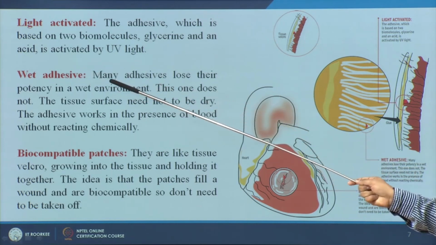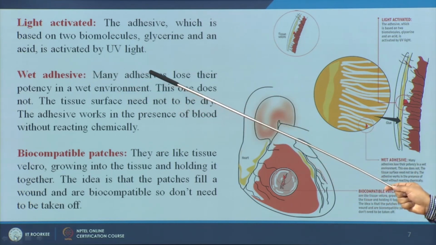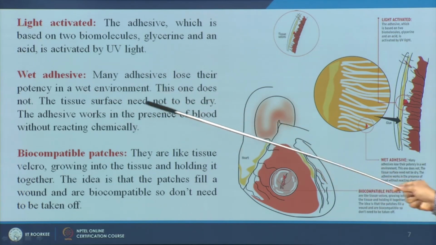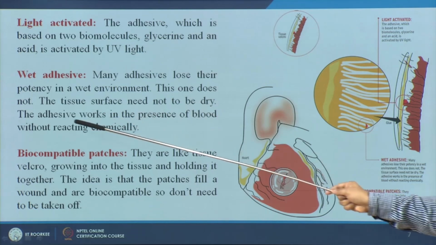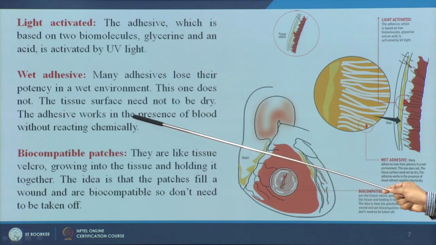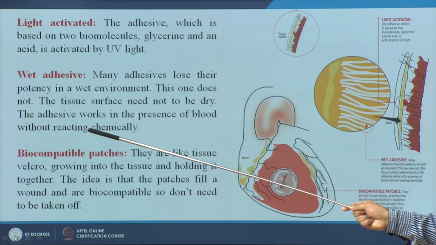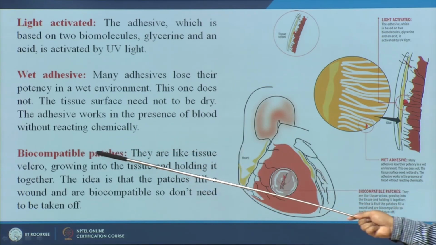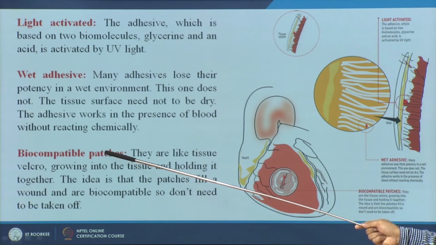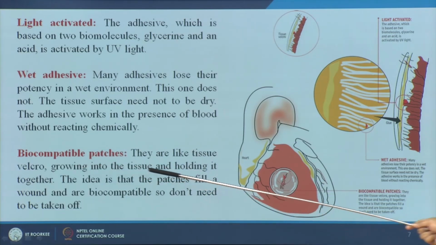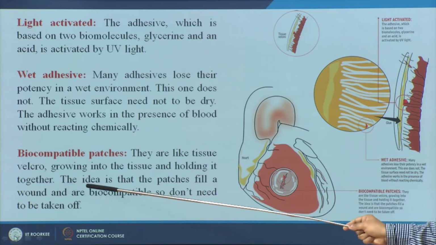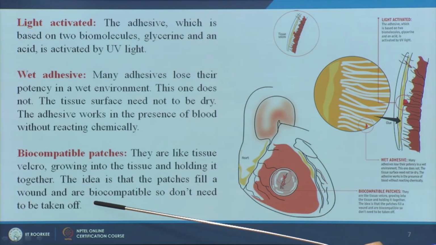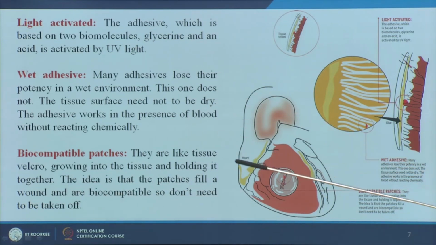How does this wet adhesive work? Most adhesives lose their potency in a wet environment, but this does not need a dry surface. It can work in the presence of blood without reacting chemically. That is the advantage of this wet adhesive, and this biocompatible patch works like a tissue velcro. It grows into the tissue and holds it together. The idea is that the patches fill the wound, are biocompatible, and do not need to be taken off. That is the advantage of this biocompatible glue.